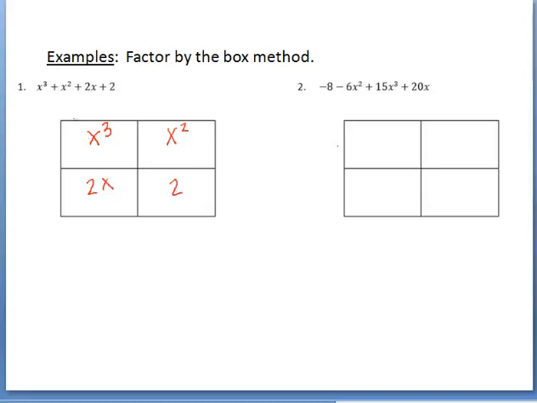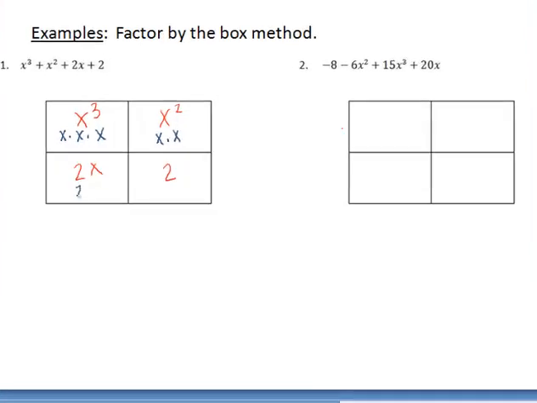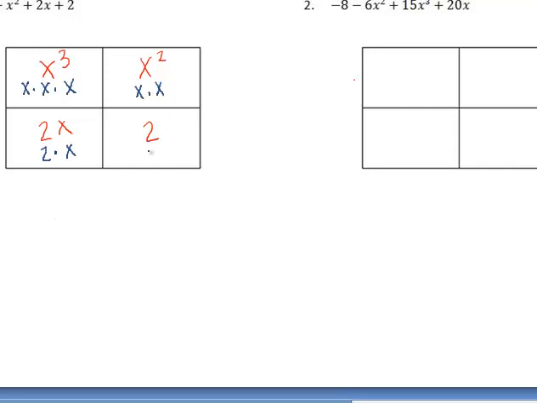Okay, so what we're going to do is, if you remember, we used prime factorization to do the greatest common factor. What you're doing is you're taking out the greatest common factor of the columns and the rows. So for this first one, I'm going to go ahead and write down what the prime factorization is. For x to the third, we have x times x times x. That's what x to the third is. And then x squared is just going to be x times x. 2x is just 2 times x. And then 2 is just 2, and we can say it's times 1 as well.